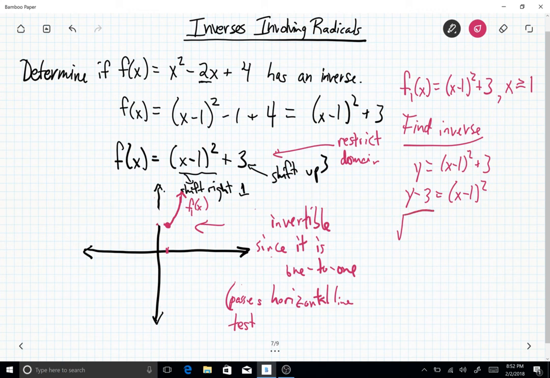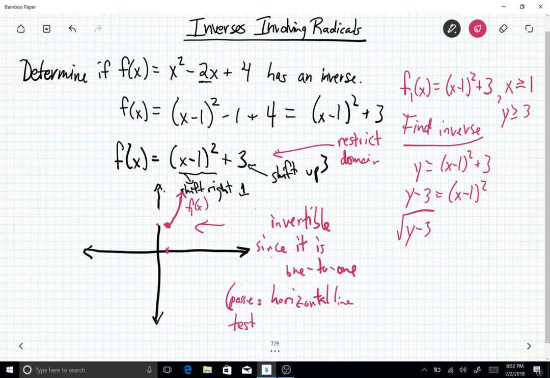And so notice, when you take a square root, usually what we have to do is a plus or minus. But we can get away without that plus or minus. And the reason why is, if you look before, you have x greater than or equal to 1. And then we know that our y value is greater than or equal to 3.